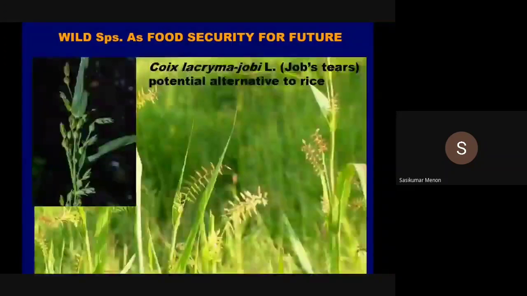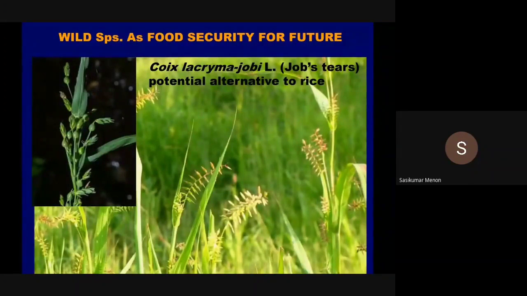Here is another example, the Coix lacryma-jobi. And I love this plant. I've eaten this rice in some tribal villages, and it really tastes good. In South India, they are regularly used. Even in some Konkan regions, people use this. This is Job's tears plant, and this is now claimed to be the most potential plant to replace the staple rice in many countries.